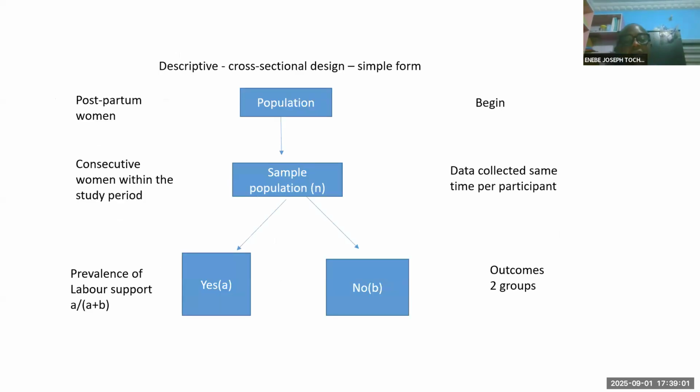So now, if you look at this table, for you to conduct a cross-sectional study in its simplest form, you have a population where you want to begin your study. In that population, you must take a sample. Taking a sample, you determine who you want to collect data from. So you collect data from all those participants at the same time. Now you know what you are looking for: what is the prevalence of labor support, yes or no. So with that, you get your outcomes from two groups and determine your prevalence.